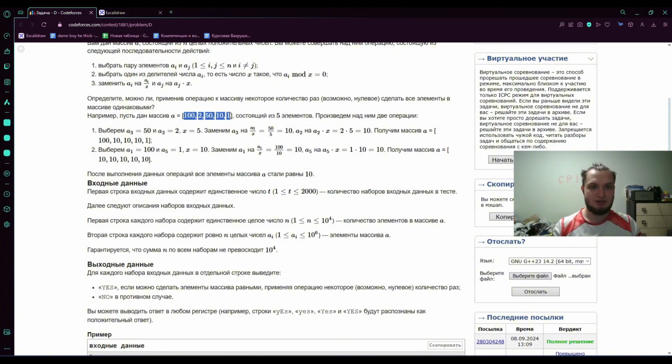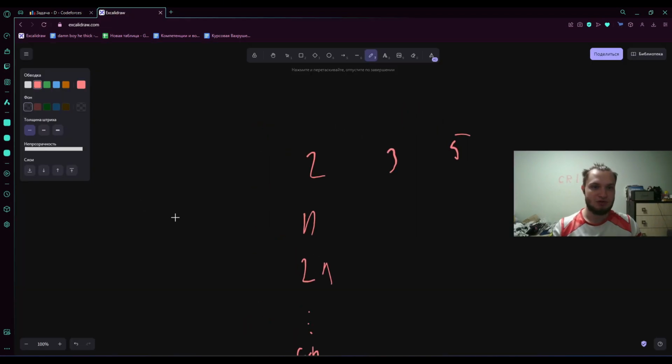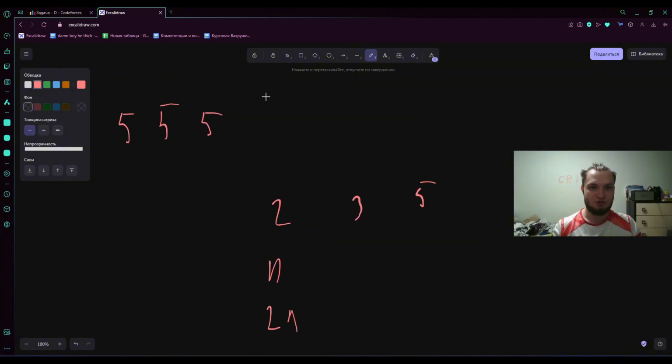Here we have the prime divisors 5 and 2 only, and the 5 appears 5 times, and the 2 appears 5 times. So, after a certain number of operations, we can distribute all the fives in such a way that each one appears in each cell exactly once, and each two appears in each cell exactly once.